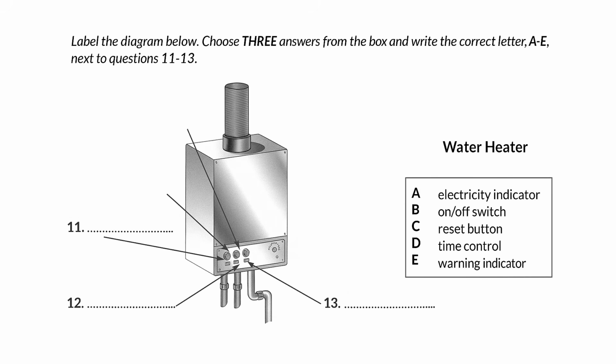So here is the diagram, and we are going to label. It is not fill in the blanks. We are going to choose the correct letter for each part. All right, and as you can see, there are some multiple choices: electricity indicated, on and off switch, reset button, time control, and warning indicator. Questions number 11, 12, and 13 should be answered, and we should label the buttons here.